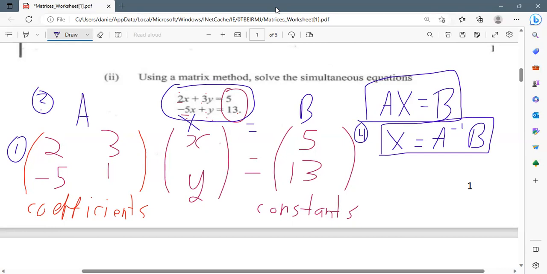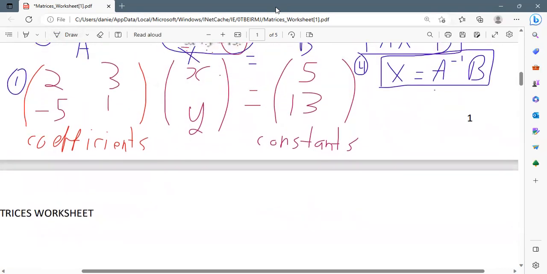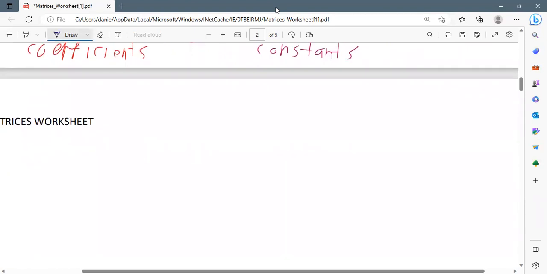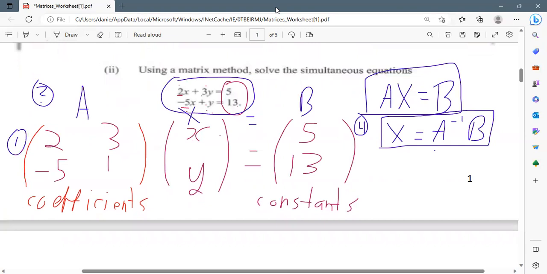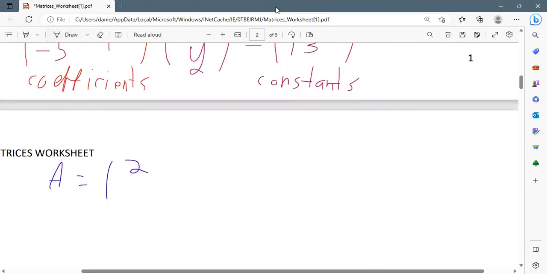So from this equation here, we have B already. The only other thing that we need is A inverse. All right, so let's go and find A inverse. Let's write down what A was. So A was equal to 2, 3, -5, and 1.